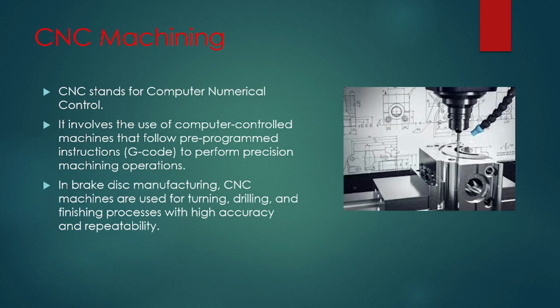So, about CNC machines. CNC is the abbreviation for computer numerical control. It is a machine that cuts and shapes parts with a computer. In brake discs, it helps make them ultra precise. It involves the use of computer-controlled machines that follow pre-programmed instructions, like G-code, to perform precision machining operations.